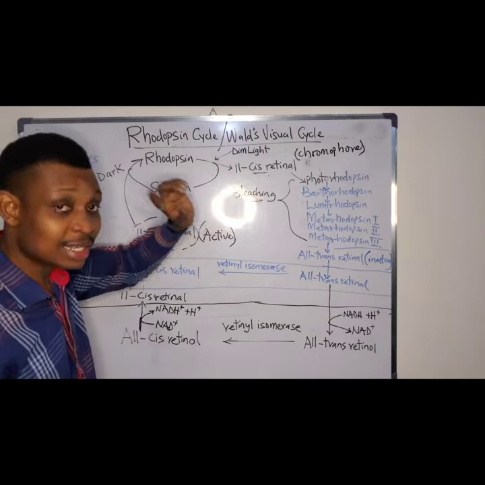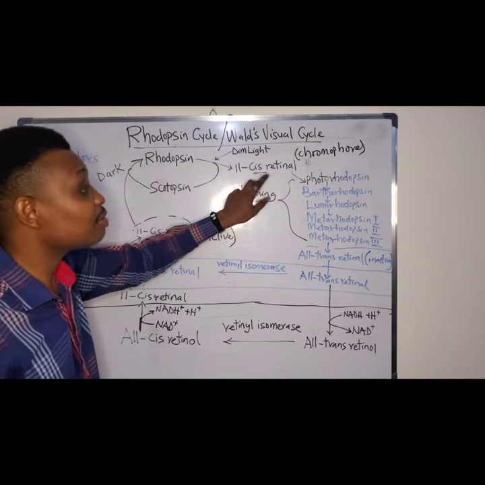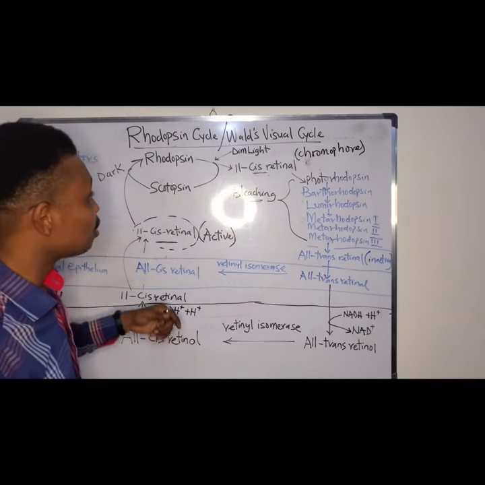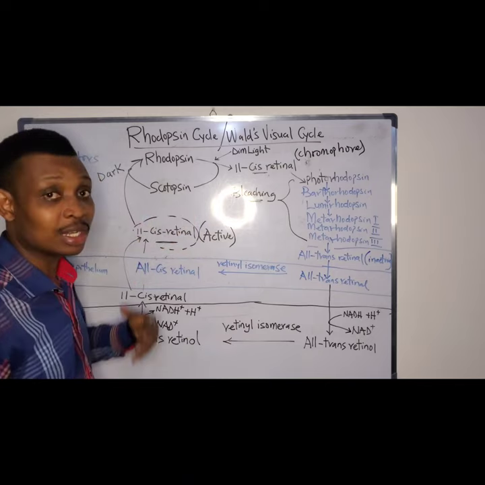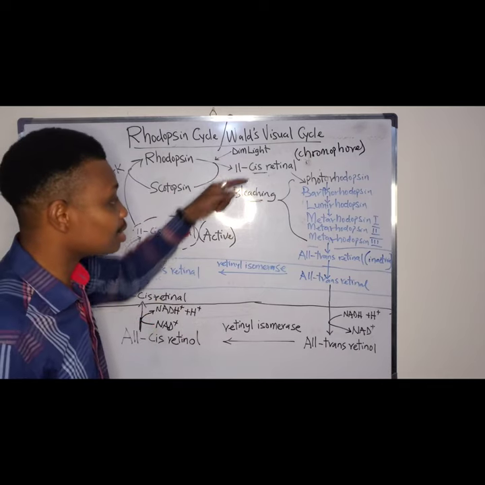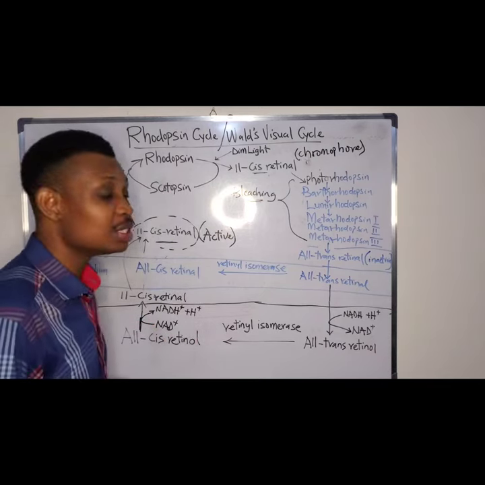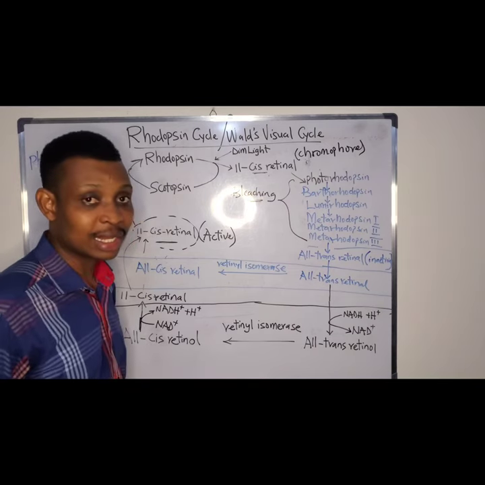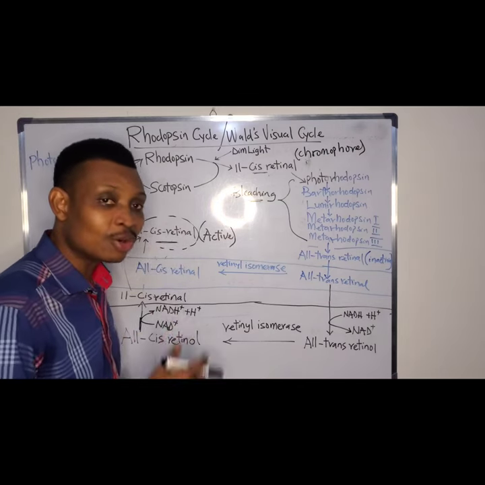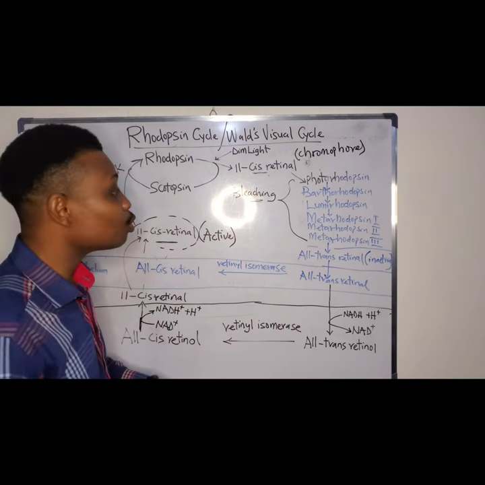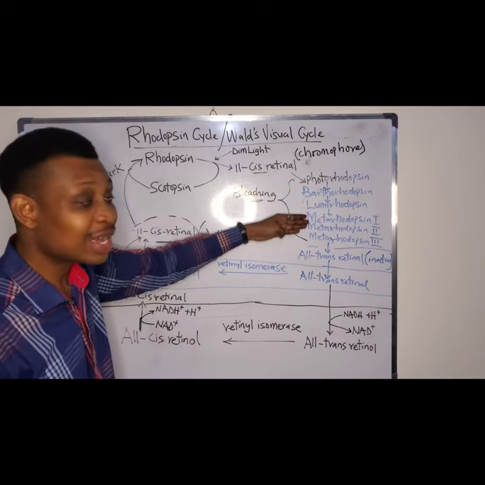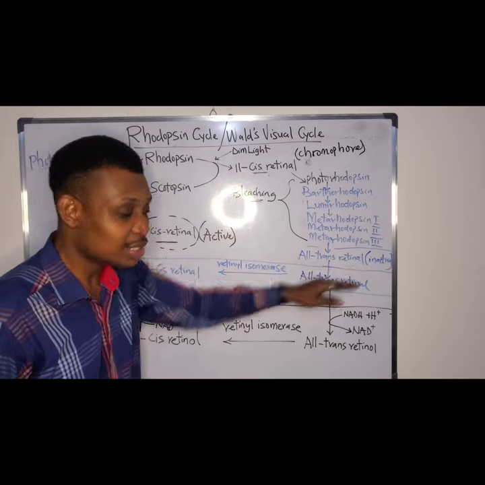Now, this 11-cis-retinal, like I said earlier, is the vitamin A aldehyde. So this is where vitamin A comes in. This 11-cis-retinal is a chromophore, so it is actually what gives the rhodopsin its pigment. Immediately the dissociation occurs, 11-cis-retinal undergoes bleaching. Bleaching is a process of being excited as a result of absorbing light. The 11-cis-retinal becomes excited, and then it rapidly undergoes isomerization to form photorhodopsin, bathorhodopsin, lumirhodopsin, metarhodopsin 1, 2, and 3, and then finally all-trans-retinal.